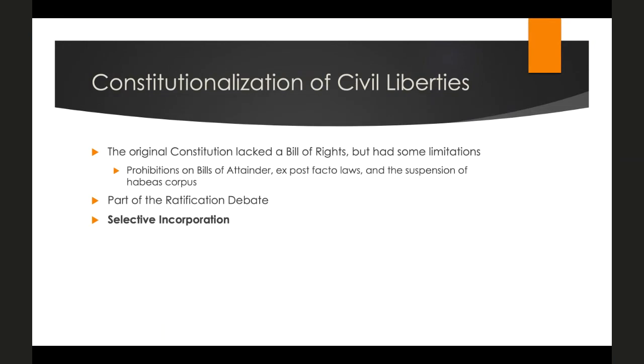Now, the Constitution also specifically targets the federal government. The Bill of Rights includes limits to federal government action. Like the First Amendment, for example, says Congress shall make no law. And so this creates an obvious issue. Well, what about the state governments?